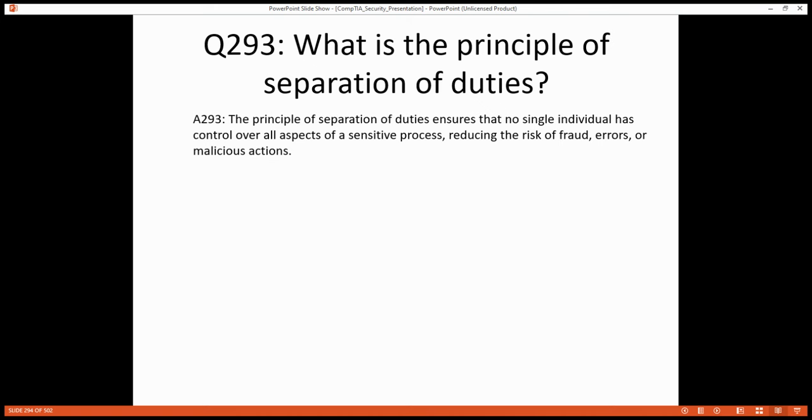Q293. What is the principle of separation of duties? A293. The principle of separation of duties ensures that no single individual has control over all aspects of a sensitive process, reducing the risk of fraud, errors, or malicious actions.